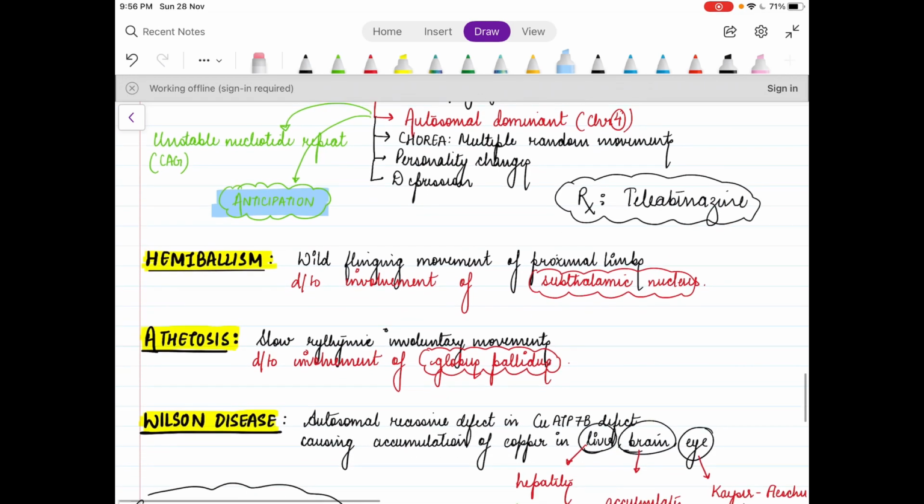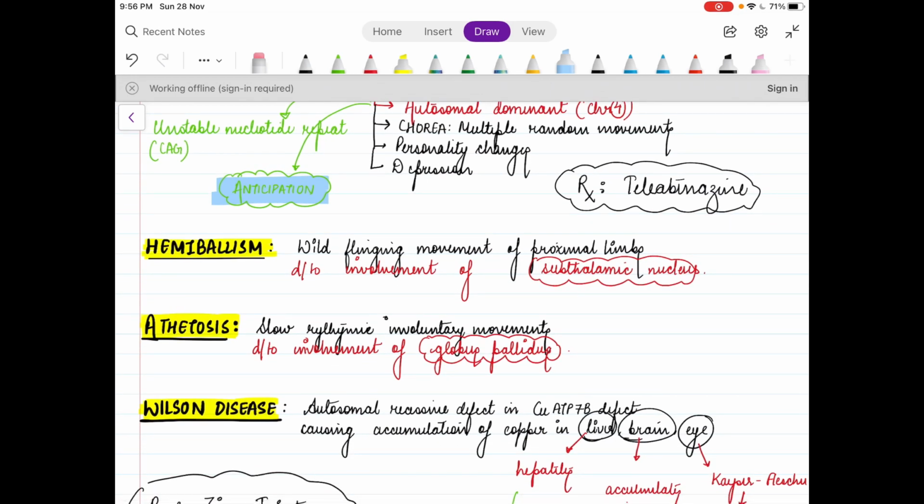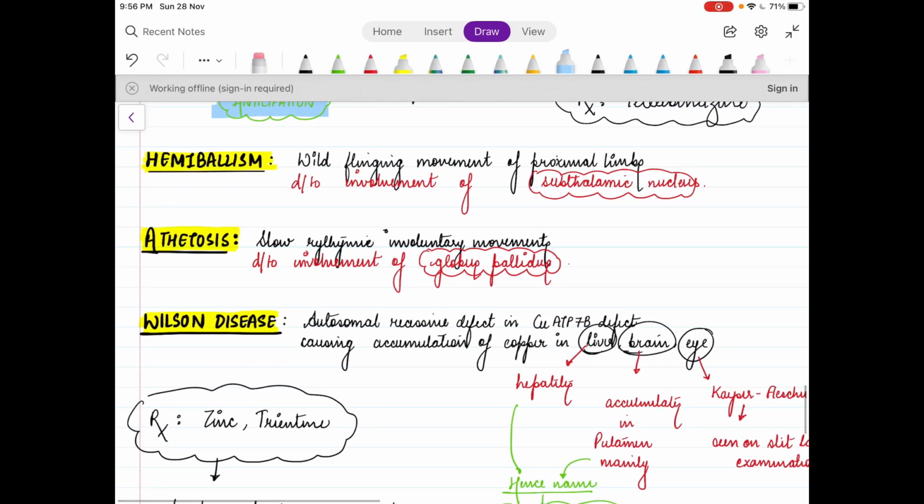Now let's talk about hemiballismus. Hemiballismus refers to wild flinging movements of the proximal limb and is seen because of involvement of the subthalamic nucleus. Athetosis refers to slow, rhythmic involuntary movements, and it is because of involvement of the globus pallidus.